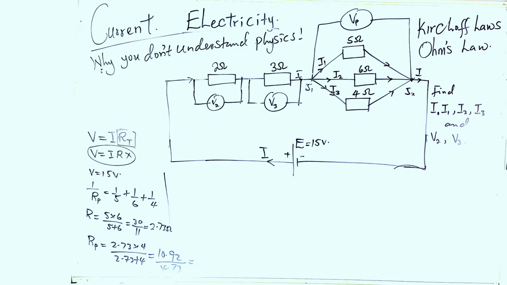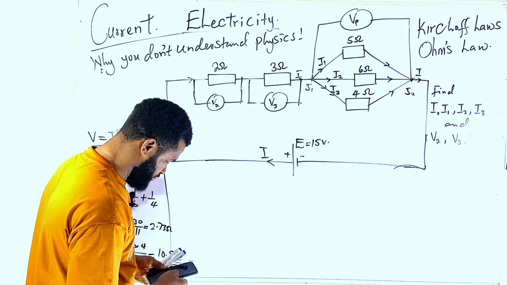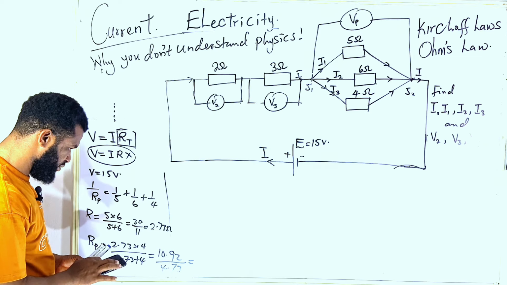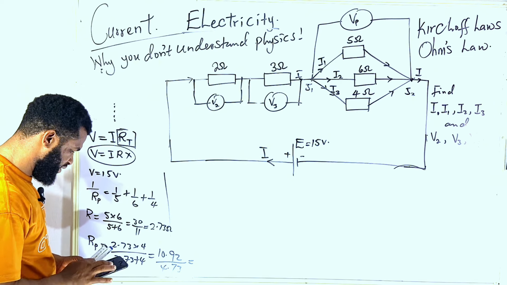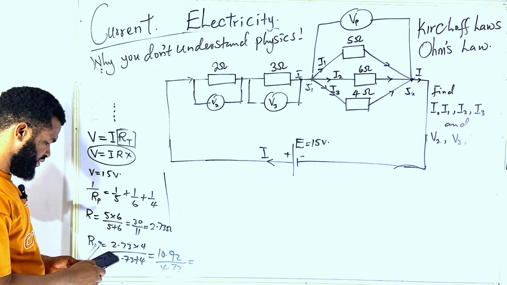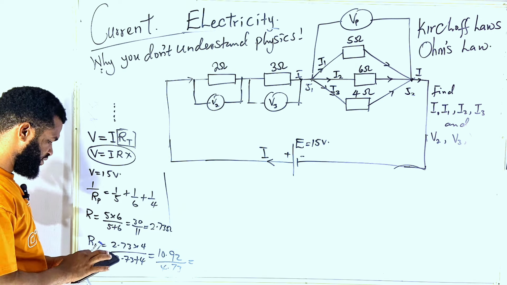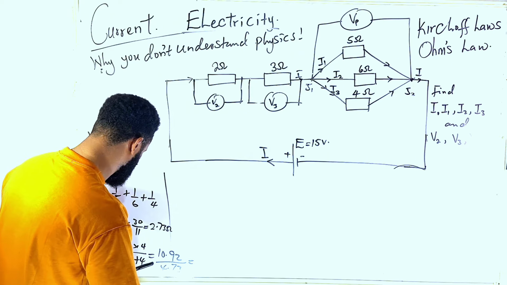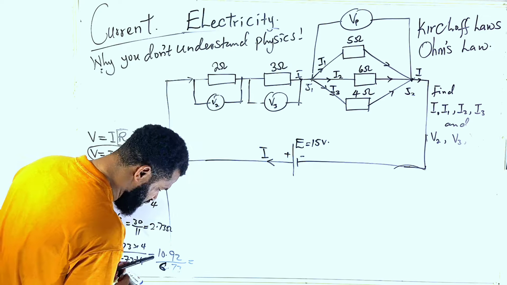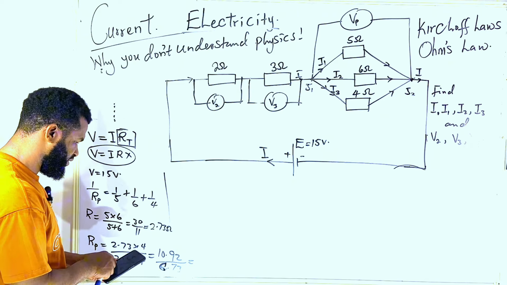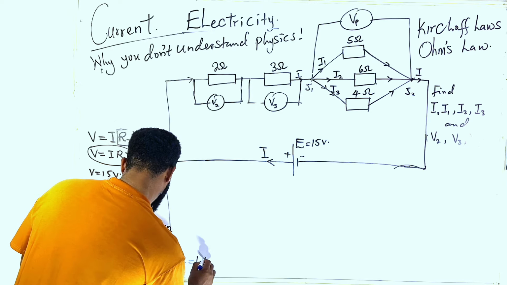Let me use this. 10.92 divided by 4.73 is 2.3, but let me check. 30 divided by 11 is 2.73 now. Oh God, something was wrong, and this is going to be 6.73. All right, so I'm going to have 10.92 divided by 6.73, so I'll be having 1.63 ohms.